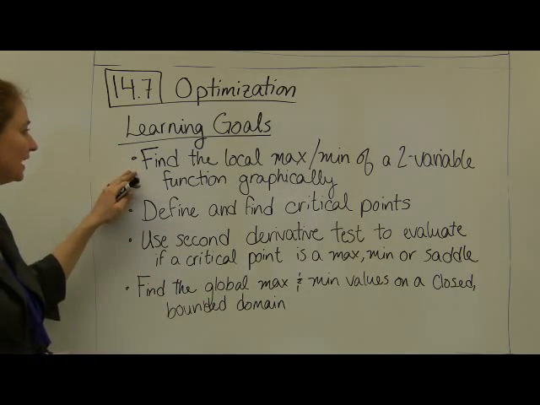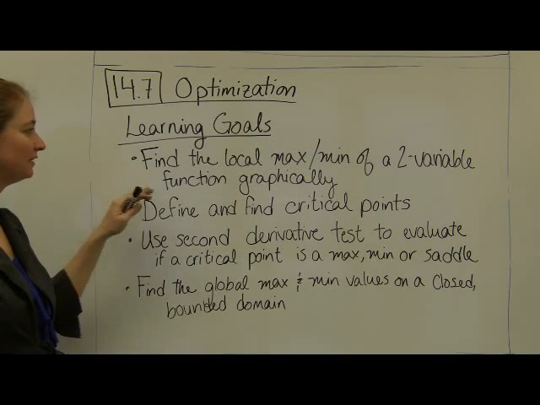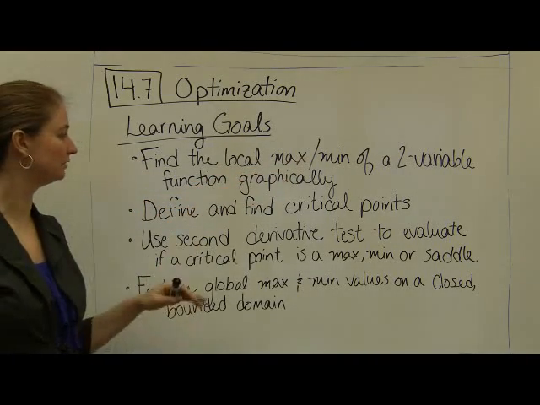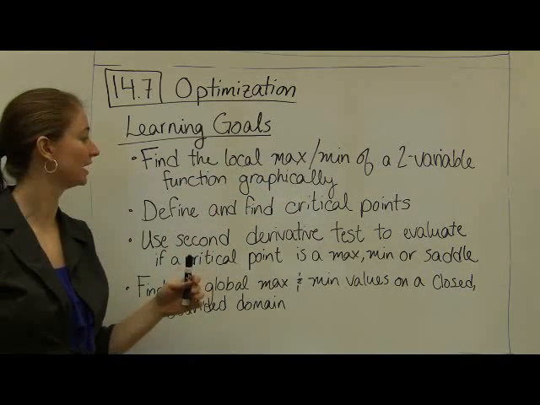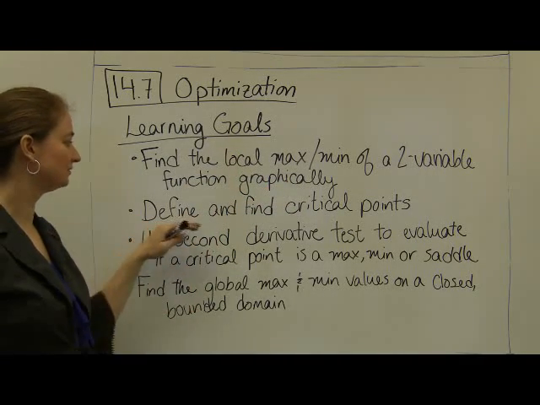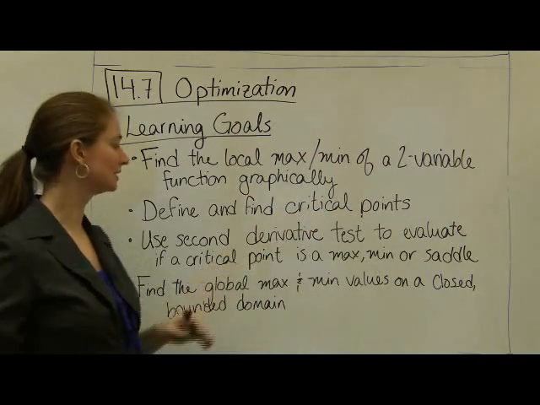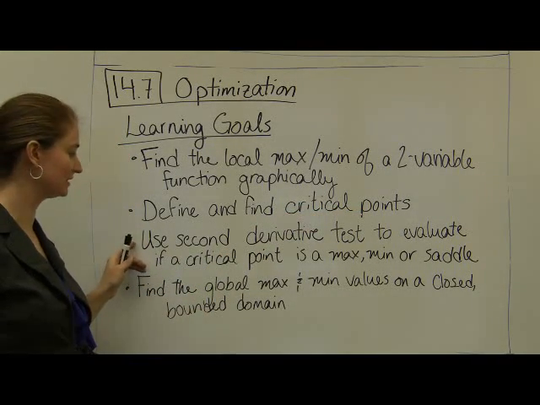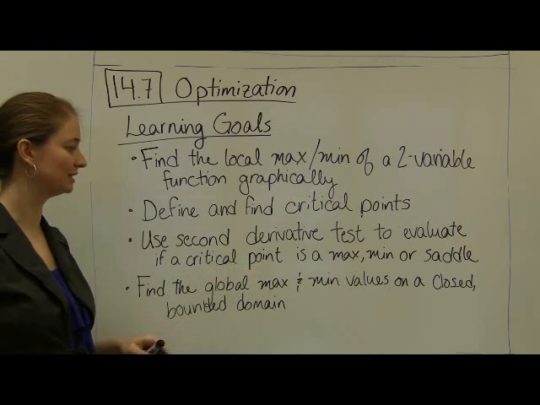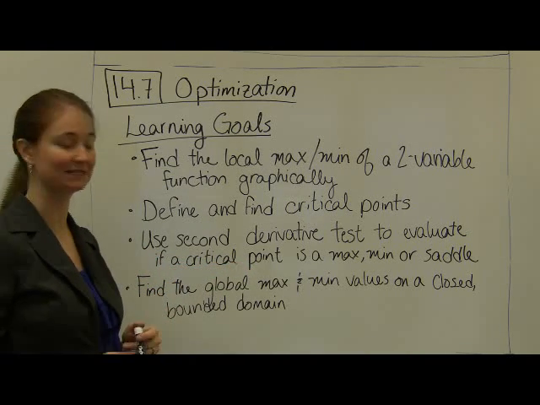The learning goals for today: 1, we want to be able to find the local max and min of two variable functions just by evaluating it graphically, so taking a look at what the graph looks like. We also want to be able to define and find critical points. And we need to be able to use the second derivative test to evaluate whether a critical point is a maximum, a minimum, or a saddle.